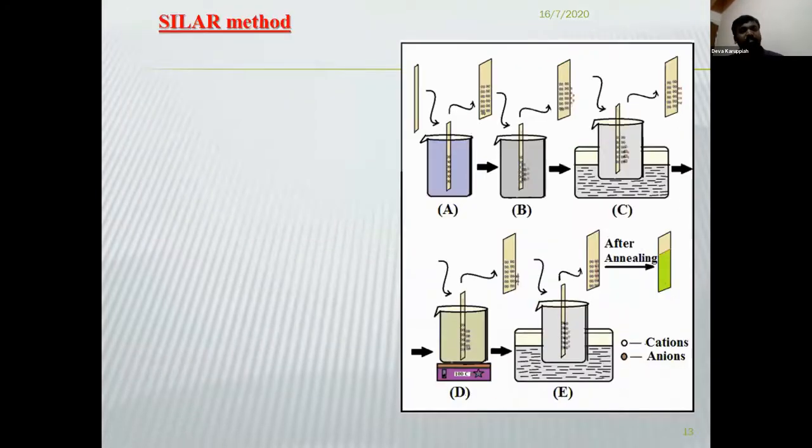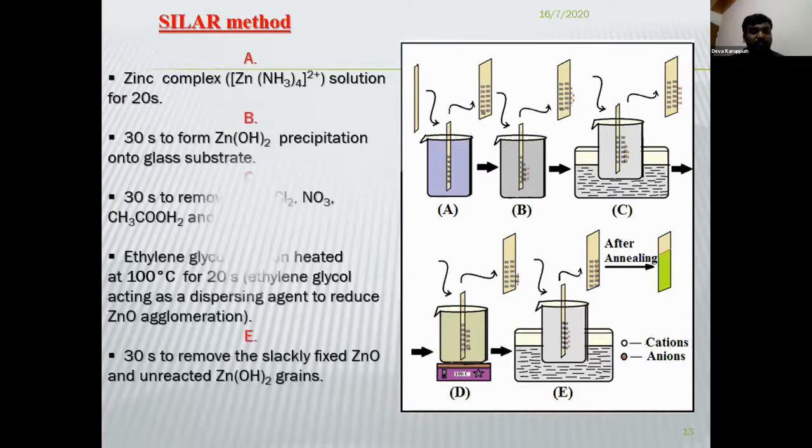Then the next one is the SILAR method, successive ionic layer adsorption and reaction method. This is the schematic diagram of the SILAR method, which has five main steps to prepare SILAR thin films. First is the beaker containing the prepared zinc solution. Second is hot water, H2O. Next is ultrasonic water, and the fourth is the ethylene glycol solution.